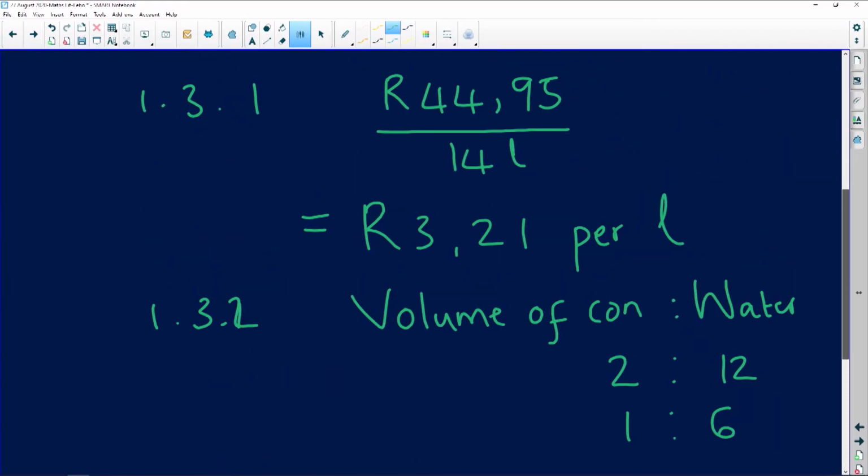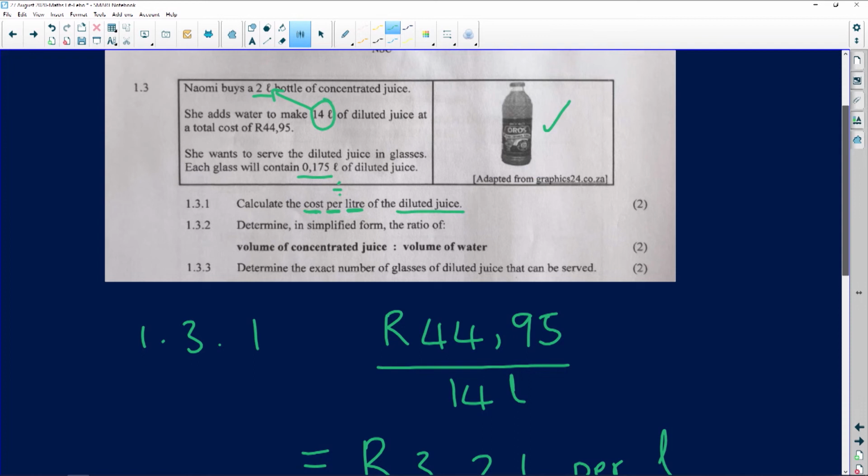So please always remember to leave your ratio in its simplest form. But guys, another thing you need to remember in terms of ratios is that the order in which it was given is the order that you always need to put your ratio in. In this question, this is the order it was given to us. But sometimes they might say volume of concentrated juice to volume of water, so always put it in the order that you are given. Don't go and do something else that's funky.